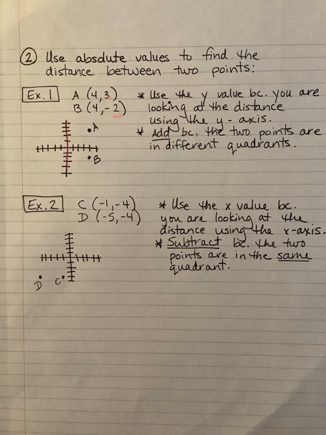And we're going to add because A and B are in different quadrants. So we have to add them. I'm going to take the absolute value of 3 plus the absolute value of -2, which becomes 3 plus 2, which gives me 5. So A and B are 5 units apart.